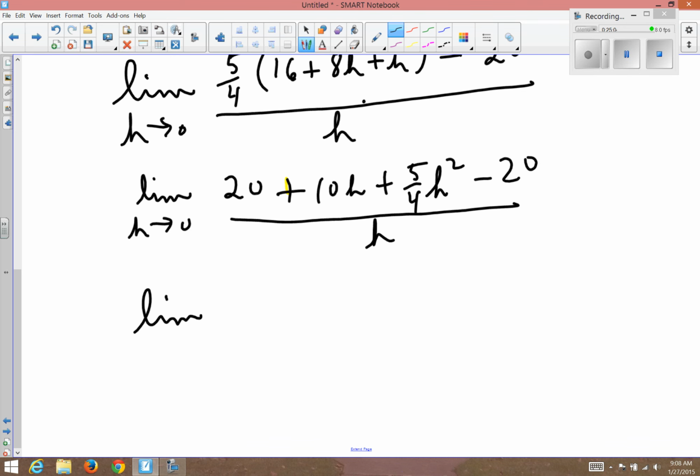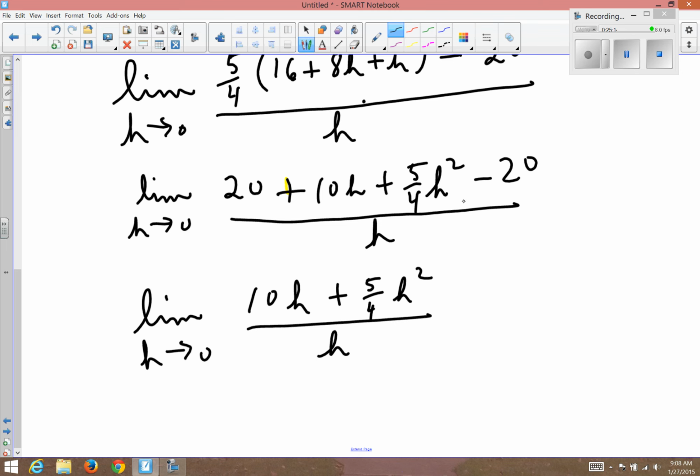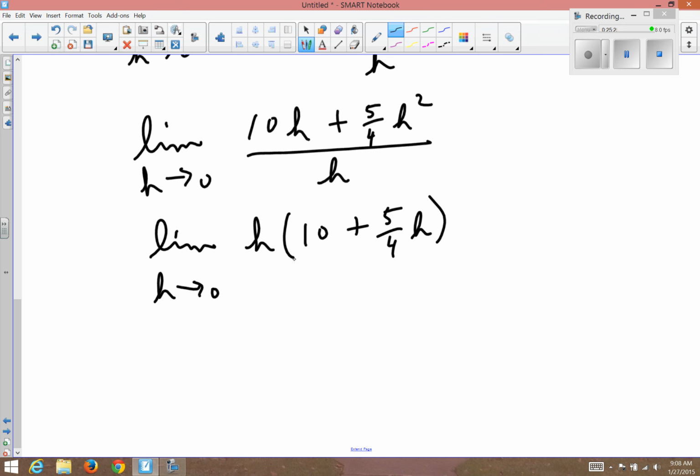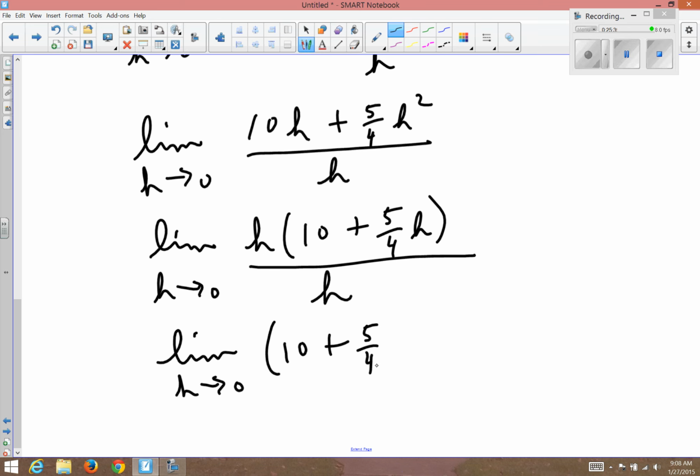Copy this, limit as h approaches 0. Notice there's a 20 and a minus 20, so 10h plus 5/4 h squared all over h. 20 minus 20 is 0. Notice both of these terms have h. Common h can be factored out of 10 plus 5/4 h all over h. And now we get to cancel the h's. Limit as h approaches 0 of 10 plus 5/4 h, because we canceled.